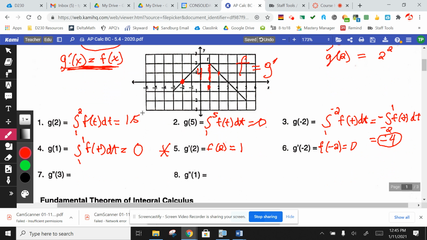Everyone's thinking, that's pretty easy. It's kind of cool. Do number 7. See if we can put this together. Smart people, beginning of the week, should be fresh, rested. See what you think for g double primed of 3.